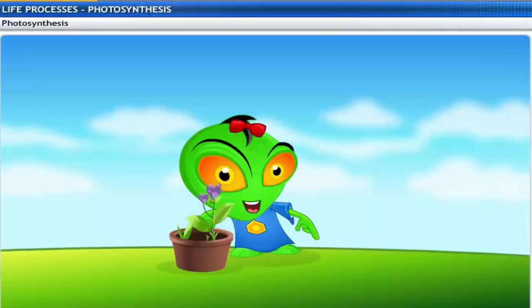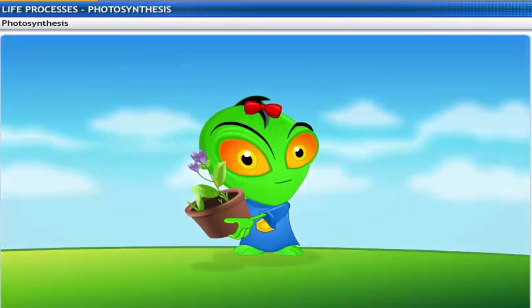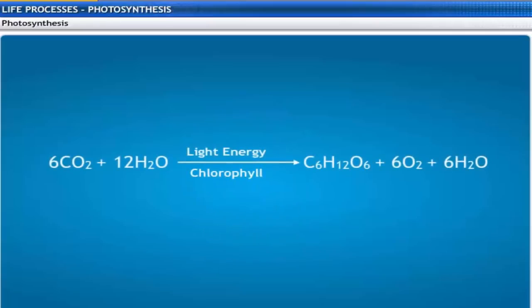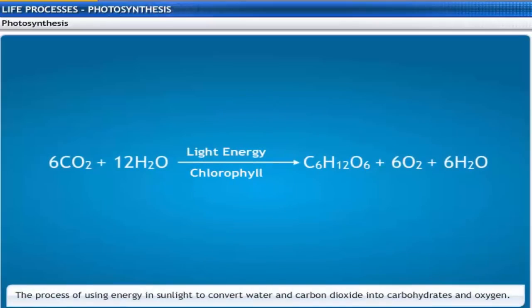So, this plant can prepare its own food? That's right. Plants prepare food through photosynthesis. The process of using energy in sunlight to convert water and carbon dioxide into carbohydrates and oxygen is called photosynthesis.